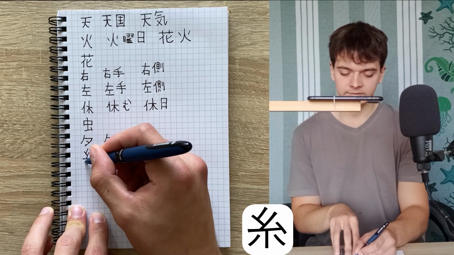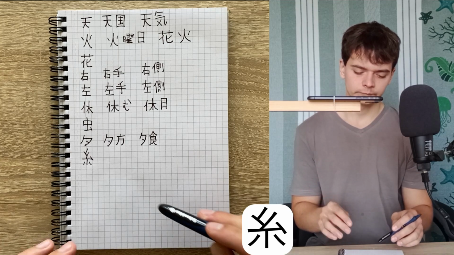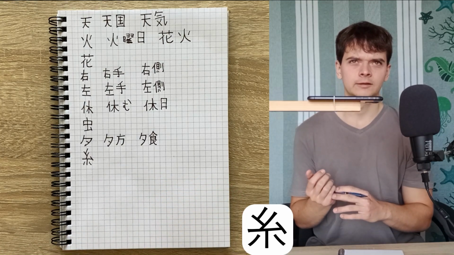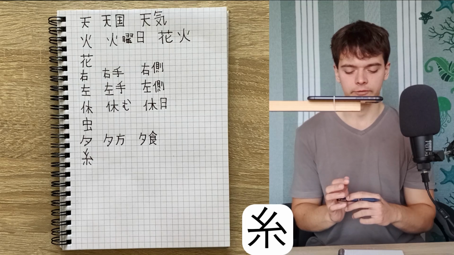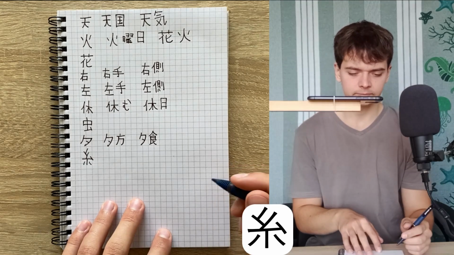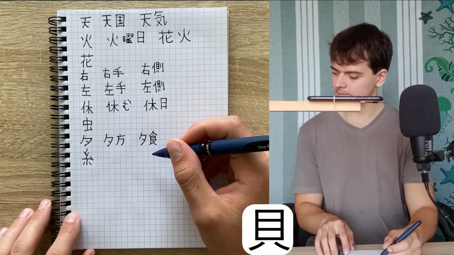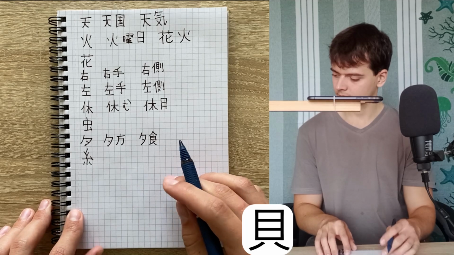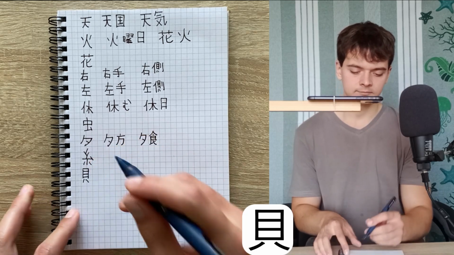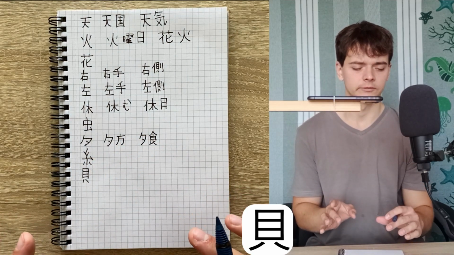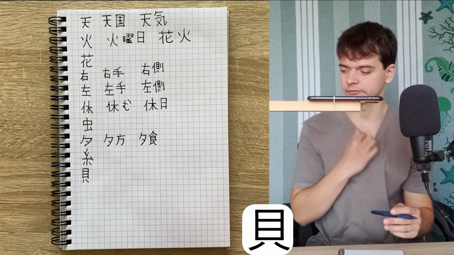Ito. Ito is thread or string. So, for example, the red string of fate is the Akai Ito. Or if you want to know how to say fate, it's Unmei. So Unmei no Akai Ito. Kai. Kai is shell or shellfish. It's not really used all that much, but it's one of the first grade kanji.